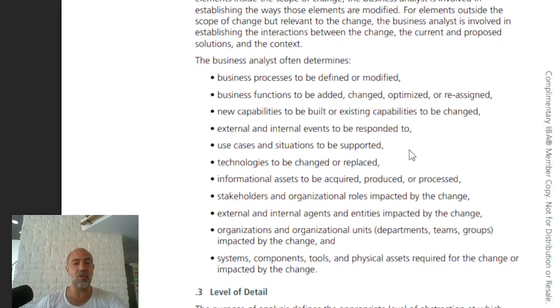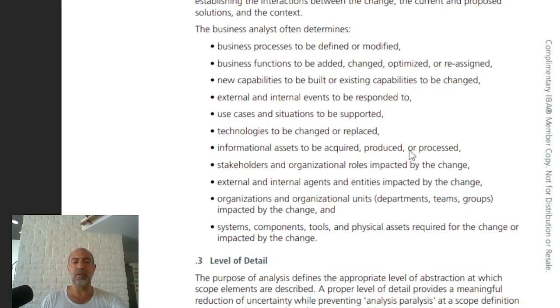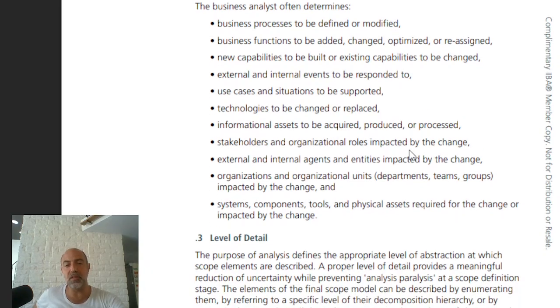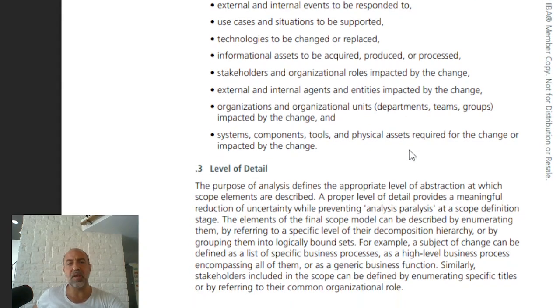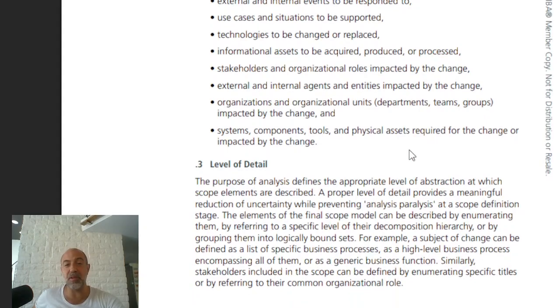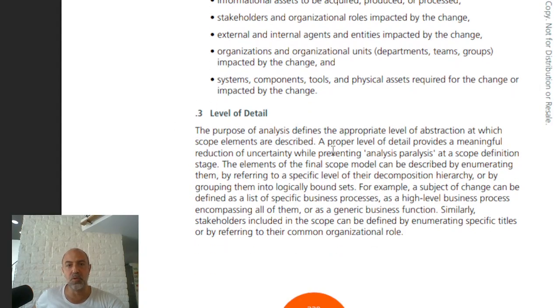The functions to be added, changed, optimized, reassigned, new capabilities to be built or existing capabilities to change. External and internal events to be responded to, use cases and situations to be supported, technologies to be changed and replaced, informational assets to be acquired, produced, or processed, stakeholders and organizational roles impacted by the change, external and internal agents and agencies impacted by the change. Every single thing that we could communicate with or connect with, or that has a part in the analysis we're doing, is here, right? Organizational units, departments, organizations, systems, components, tools, all of them.